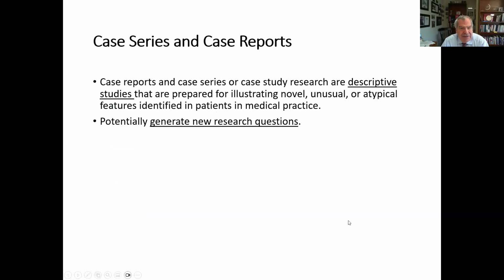So let's begin with a case series, and oftentimes these are quite valuable. A case series, a case report, or a case study are basically descriptive studies that are trying to illustrate something that's novel, unusual, an atypical type of finding, perhaps in patients in a medical care practice or even in the population. This potentially designs new research questions. This is an interesting phenomenon, and what can we see? And I know Drs. Weber and Welton see this all the time. These are studies that can actually be well published and carried forward.